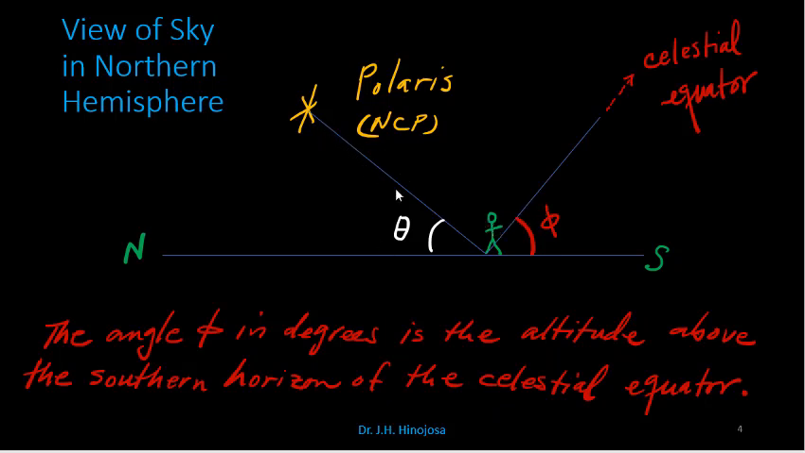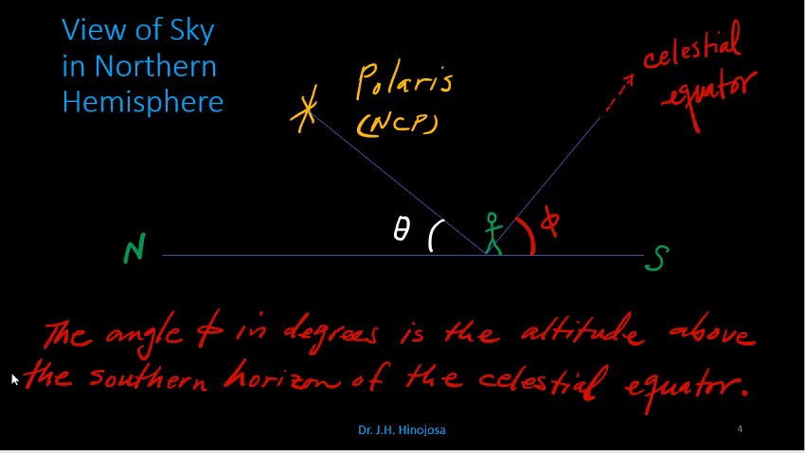Now, we know that the direction to the North Celestial Pole is along the axis of rotation of the Earth. So perpendicular to that, or 90 degrees from that, we would find a line pointing in the direction of the celestial equator. In other words, the equator of the Earth projected out to the celestial sphere intersects the celestial equator. So if the altitude of Polaris is theta, then the altitude of the celestial equator relative to the southern horizon would be phi. Call this angle phi.